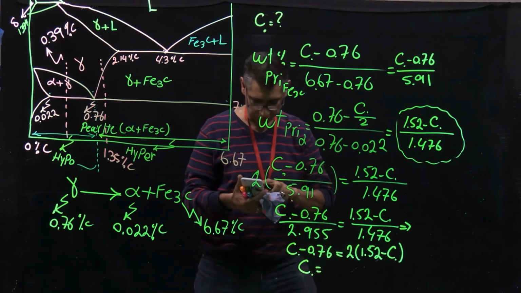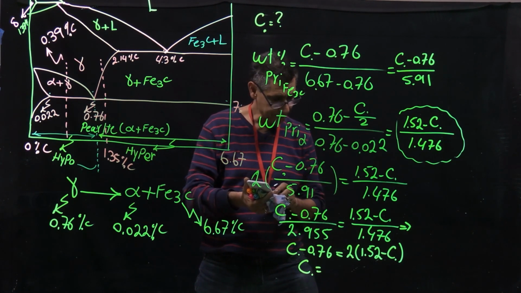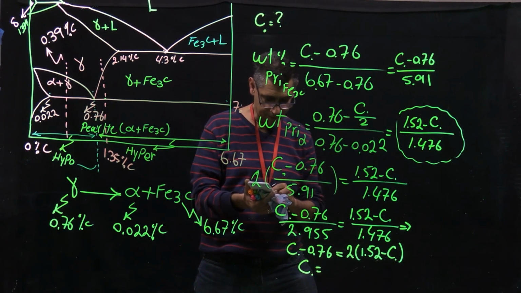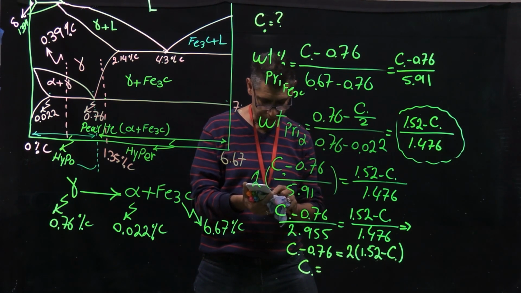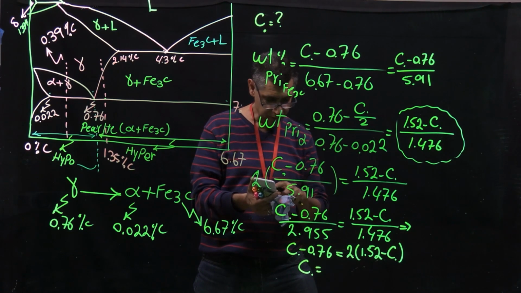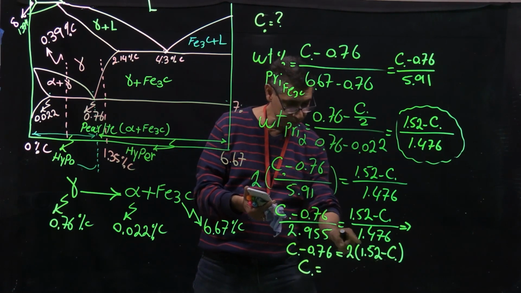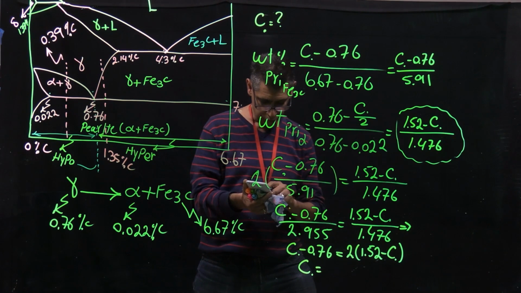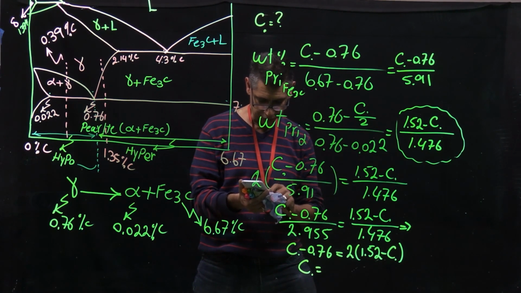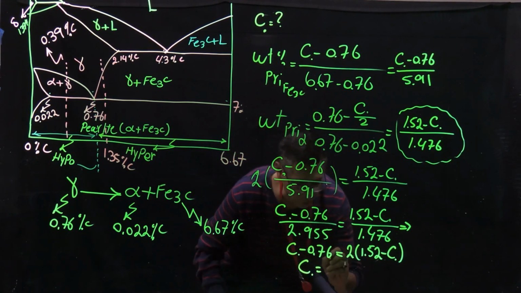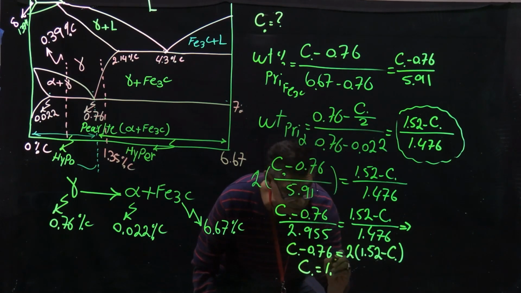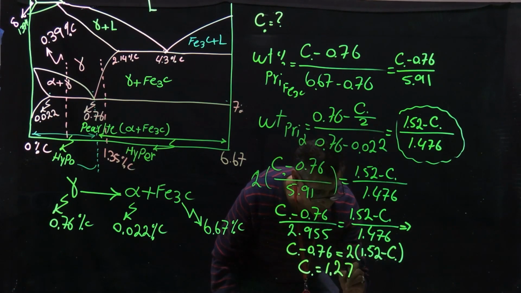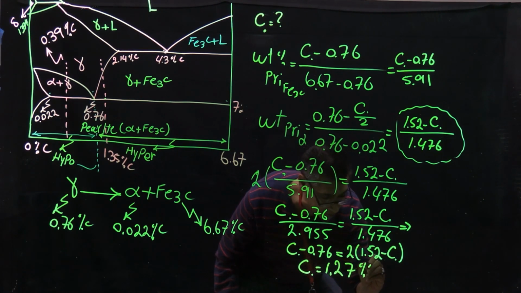So then this is equal to 2 multiplied by 1.52 minus 2 multiplied by 1.52 plus 0.76 divided by 3, and the answer is correct. 2.7. This is the carbon weight percent.